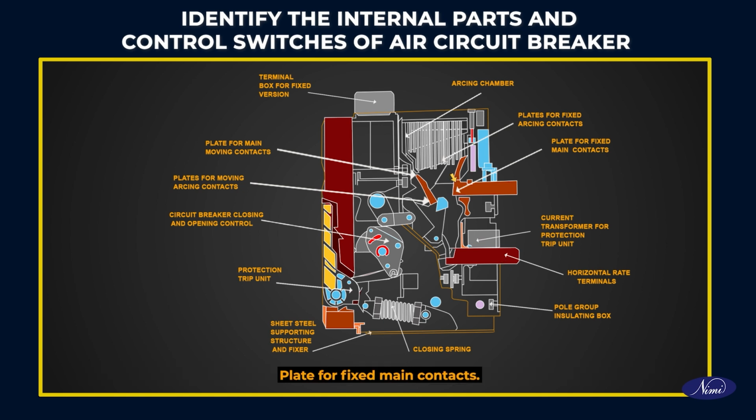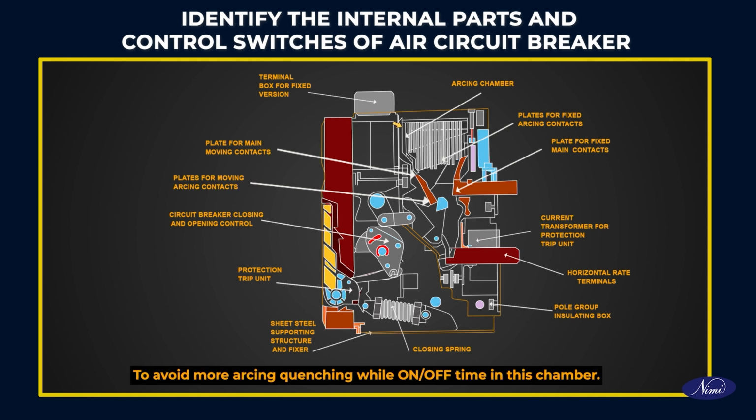Plate for fixed main contacts. Contact terminals are fixed on this plate. Plates for fixed arcing contacts. Arcing contacts are mounted on this plate. Plate for main moving contacts. This is the moving contact plate. Plates for moving arcing contacts. These are the arcing contacts moving plates.